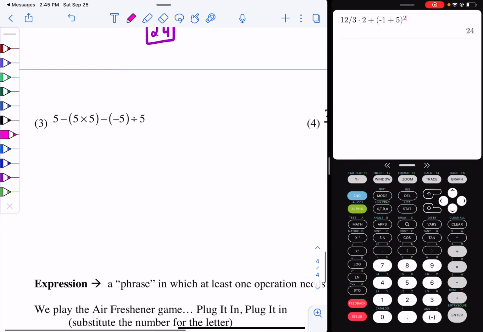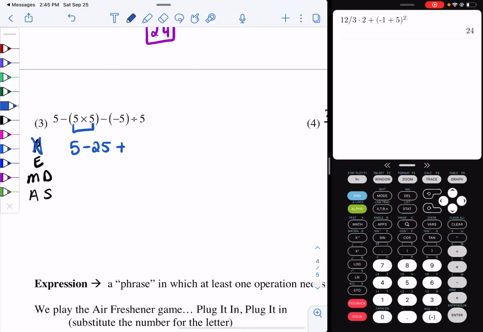Now we have 5 minus 5 times 5 minus a -5 divided by 5. Lots of fun right here. So I have Pemdas. I have to ask myself if I have parentheses, and I do. I've got parentheses. Indeed, I do. I'm going to do both parentheses in one step. So 5 times 5 is 25, so I have 5 minus 25 minus a -5. 2 negatives make a positive, so this is plus 5 divided by 5.